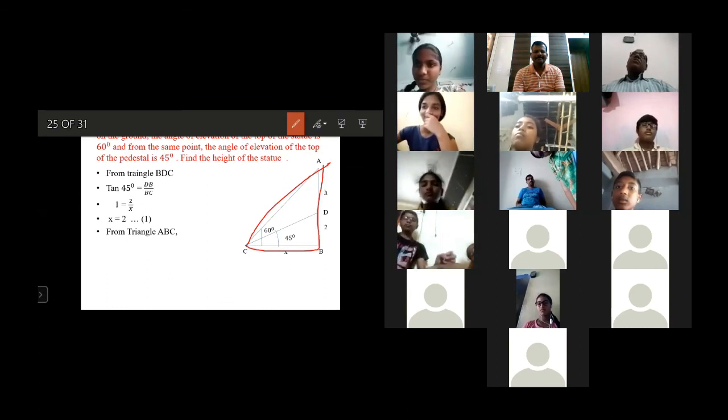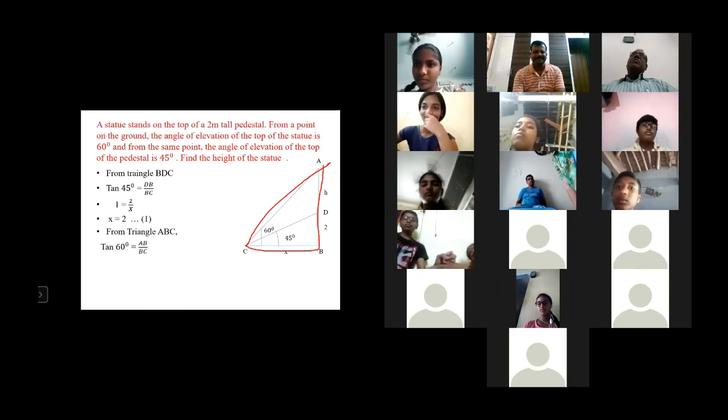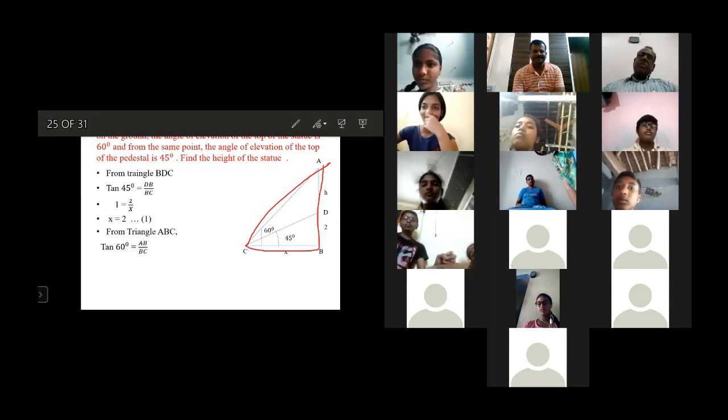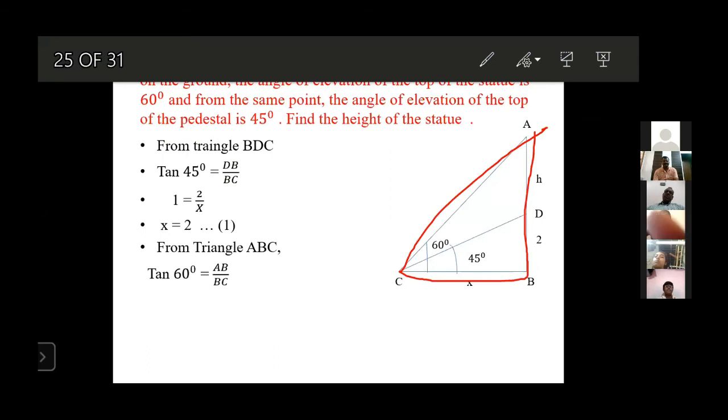The angle at C is 60 degrees. For this angle, AB is the opposite side and BC is the adjacent side. So here also we take tan. Tan 60 is equal to AB by BC. What is tan 60? Root 3. Yes, it is root 3.